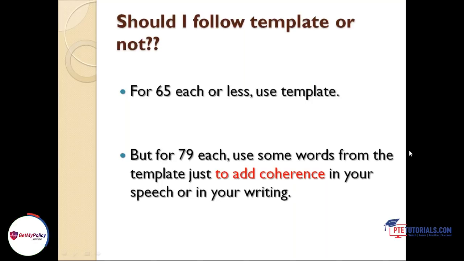Moreover, when you jot down the keywords, the problem is that in Retell Lecture, just 6 to 8 seconds after the audio finishes, you have to speak. And then it becomes a problem for us because we have jotted down only keywords. Keywords means there will be some phrases, like he did experiment on genes. You jotted down these words: experiment on genes, human genes.